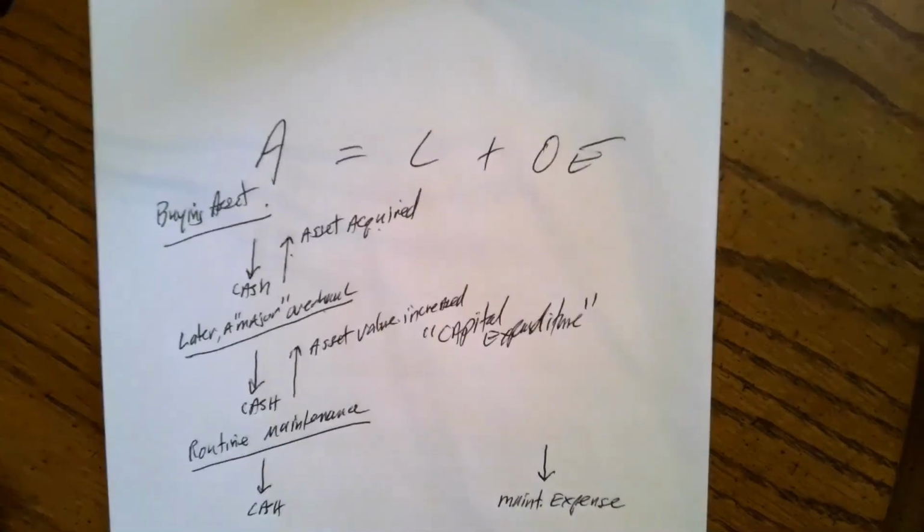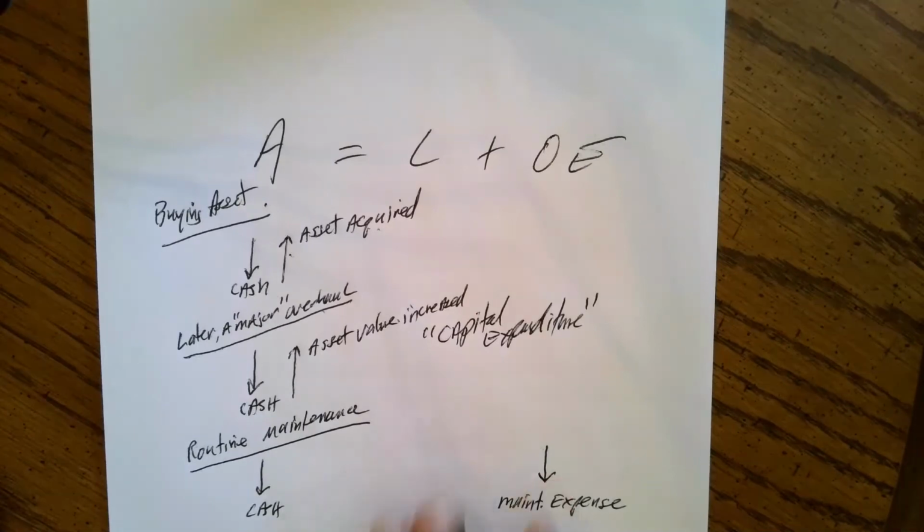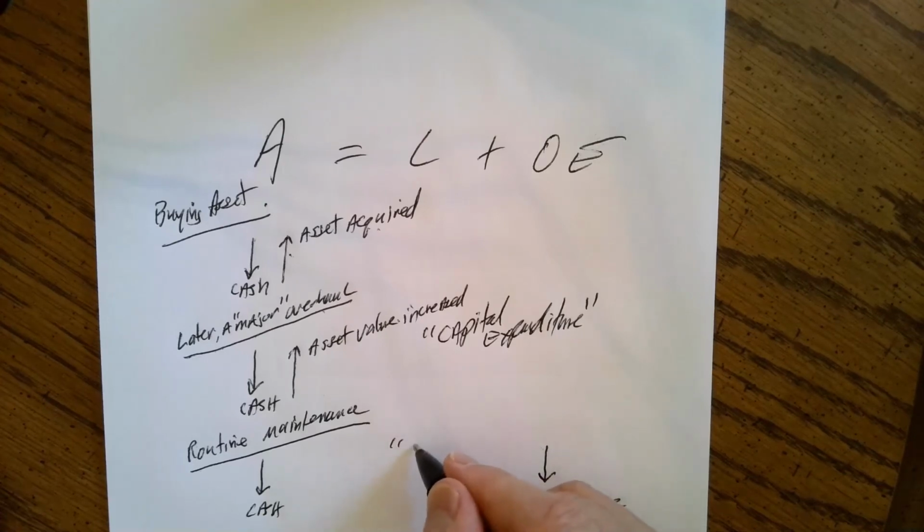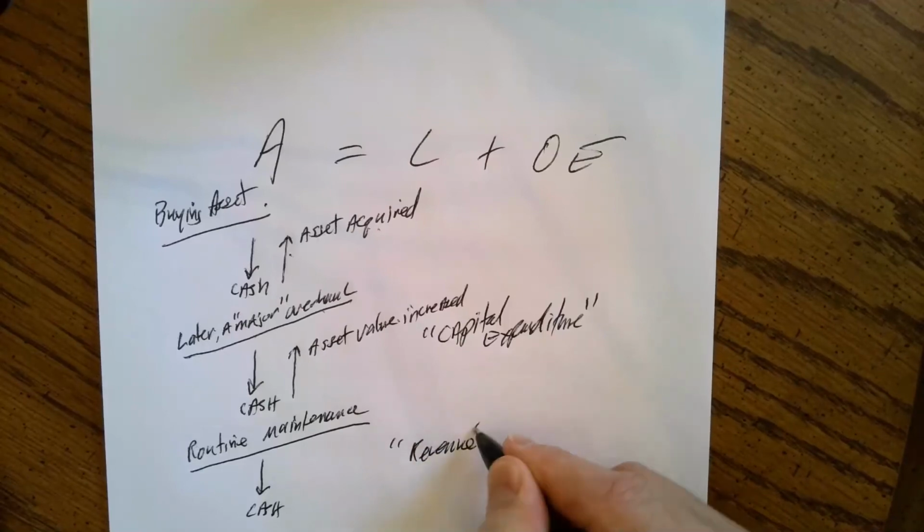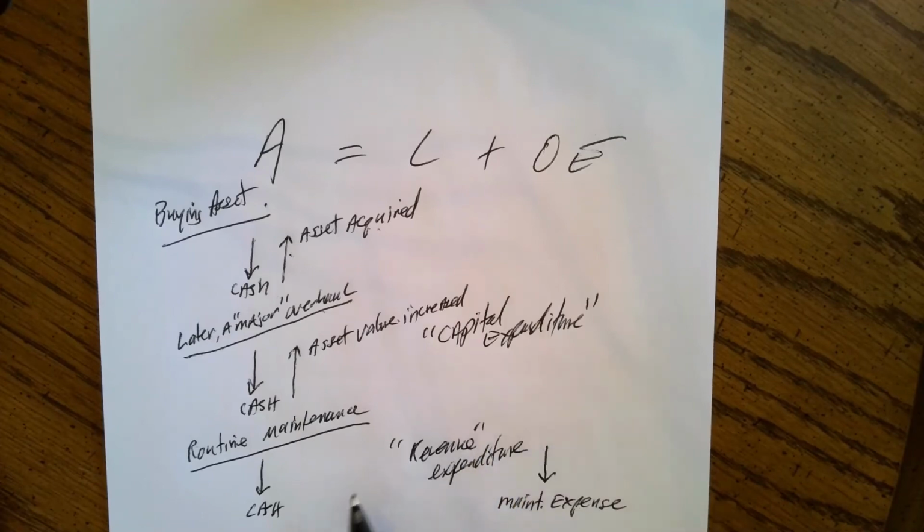Contrasted with what? Routine maintenance. Spend cash, it's expensed. We debit maintenance expense, called a revenue expenditure, because it affects the income statement immediately upon spending as expense, not as a debit to an asset. Know these two terms in your textbook.